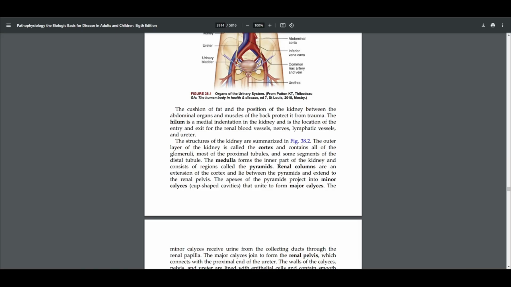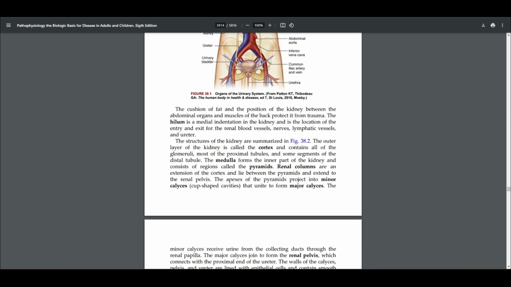The cushion of fat and the position of the kidney between the abdominal organs and the muscles of the back protect it from trauma. The hilum is a medial indentation in the kidney and is the location of entry and exit for the renal blood vessels.